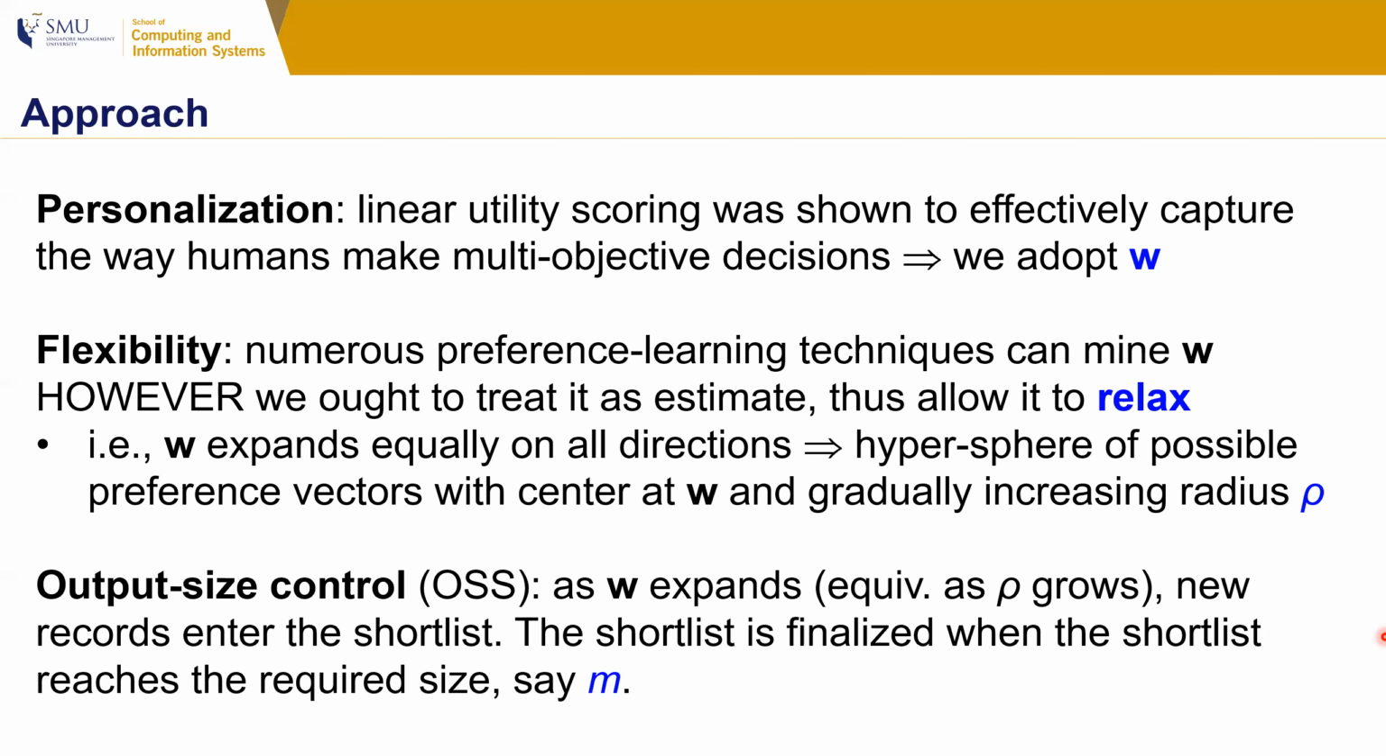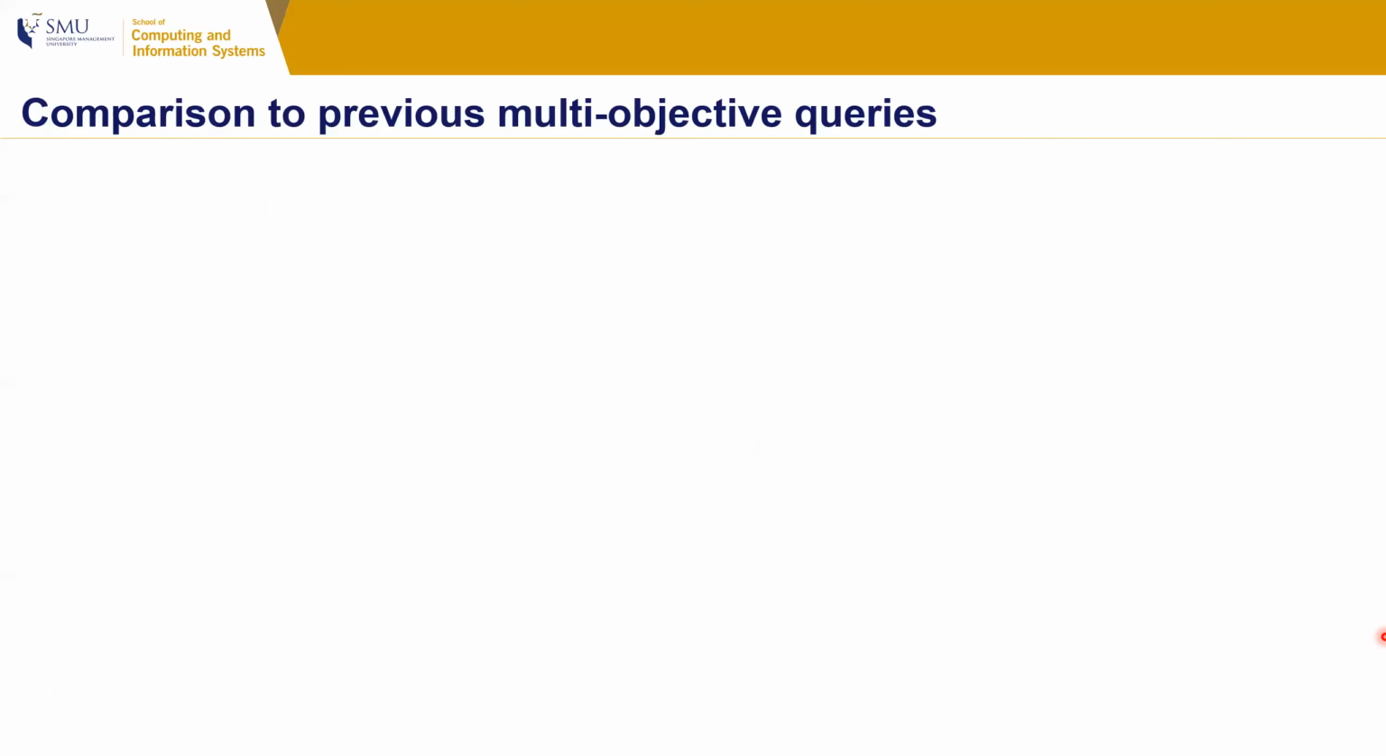Now, to achieve output size control, what we're doing is expanding this hypersphere incrementally, and we stop when the number of results we have collected is the desired number, say M. This M is specified by the user or application.